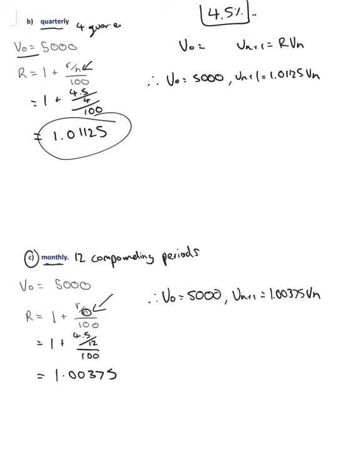Really important skill: you need to recognize that R is 1 plus R over the number of compounding periods, over 100. Fantastic. This is for compound interest. The R will change to be a little bit different when we look at depreciation.